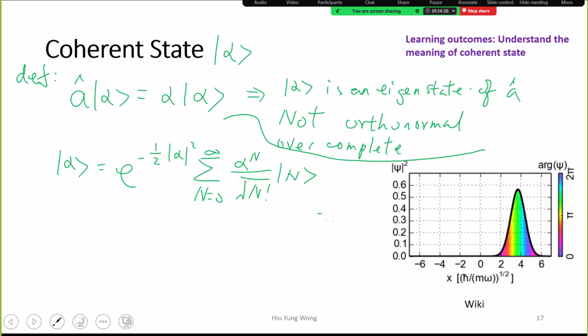Okay, so in the homework you need to prove that this is indeed the eigenstate of A. Okay. Okay, I spent a lot of time. Any questions?